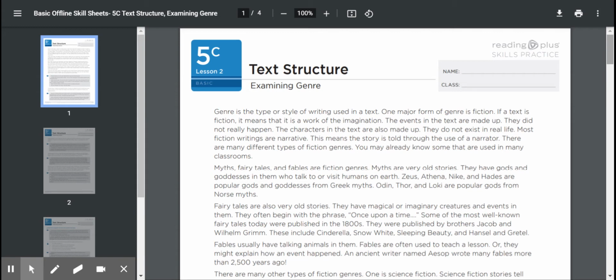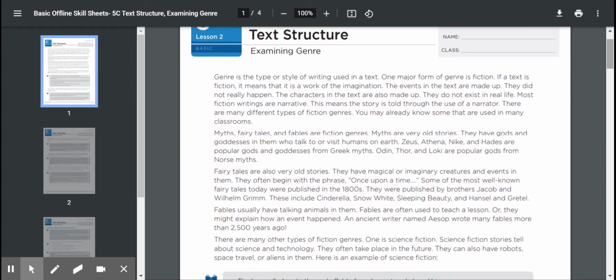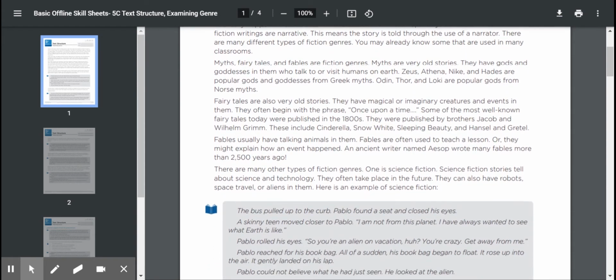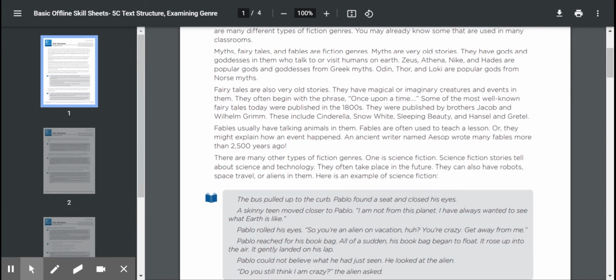There are many different types of fiction genres. You may already know some that are used in many classrooms. Myths, fairy tales, and fables are fiction genres. Myths are very old stories. They have gods and goddesses in them who talk to or visit humans on Earth. Zeus, Athena, Nike, and Hades are popular gods and goddesses from Greek myths. Odin, Thor, and Loki are popular gods from Norse myths.